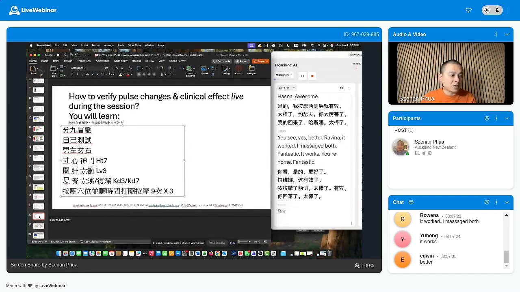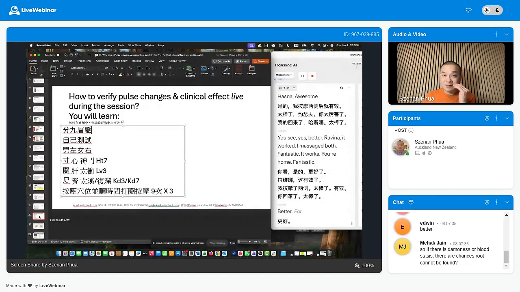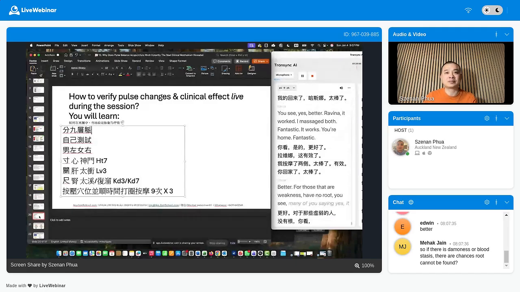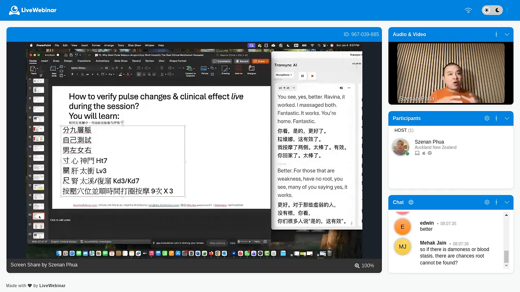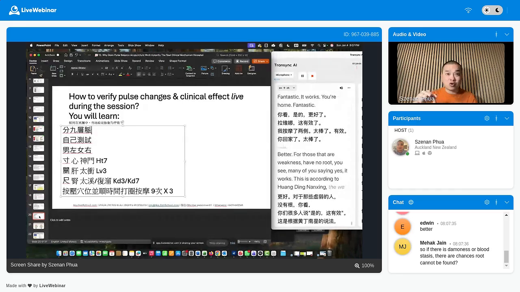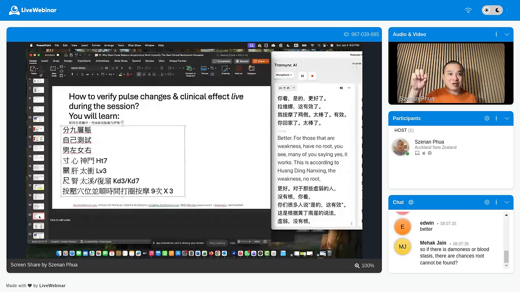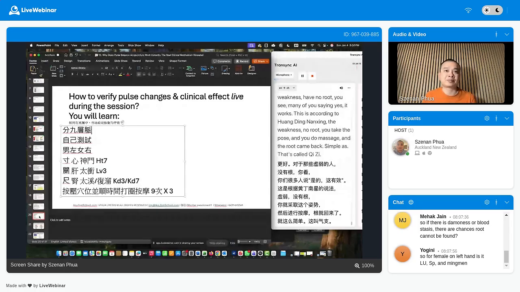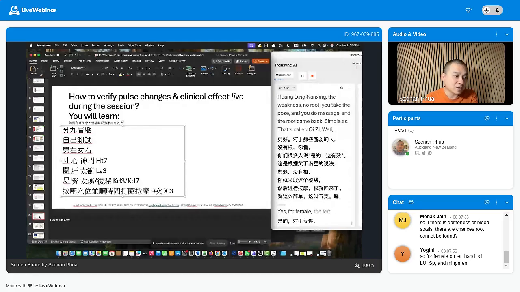Better. For those with weakness and no root, you see, many of you are saying yes, it works. This is according to Huang Ding Xing. The weakness, no root, you take the pulse and you do massage, and the root came back. Simple as. That's called 气质. Wow. Yes, for female, the left hand is lung, spleen, and Mingmen. Clever.